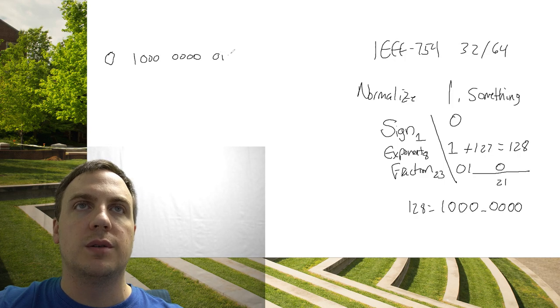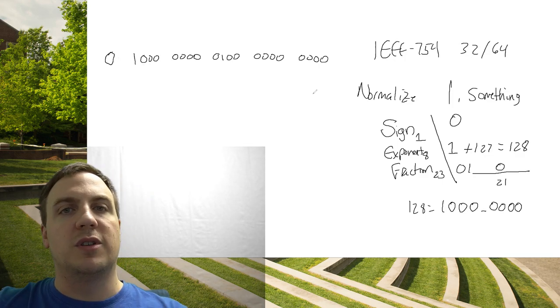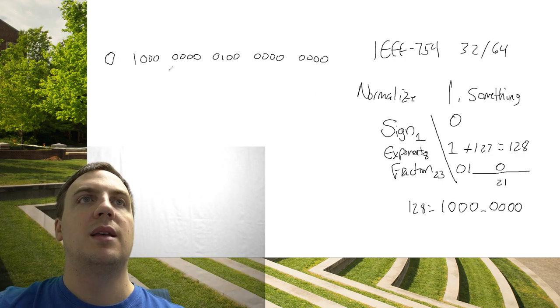So there's 0100000000000, and so on and so forth. The rest of them are zero, so it's not going to be that much of a problem.